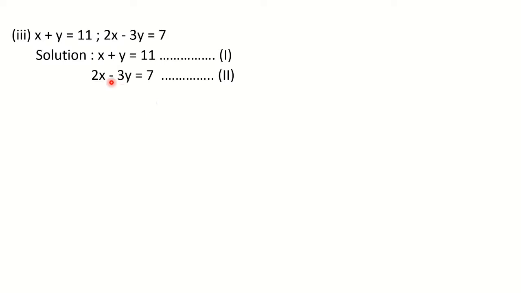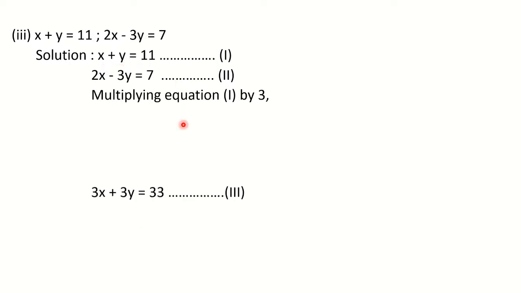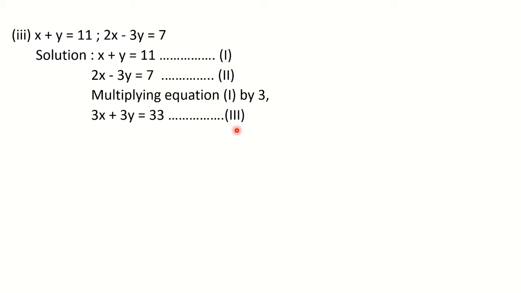As I have said, you can equate any one coefficient, it is totally your choice. If you want to equate the coefficient of x, you can multiply here by 2, and if you want to equate the coefficient of y, here you have to multiply by 3. Since the signs of y are opposite, I am trying to equate the coefficients of y. That is why I am multiplying equation 1 by 3. So when I multiply equation 1 by 3, what will I get? 3x plus 3y is equal to 33. That is our equation number 3.